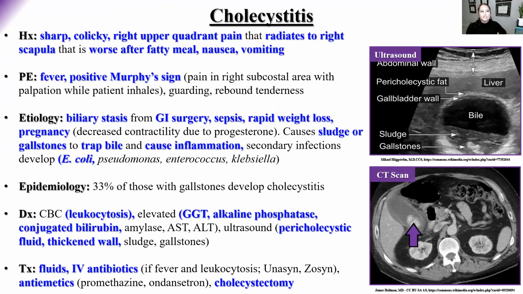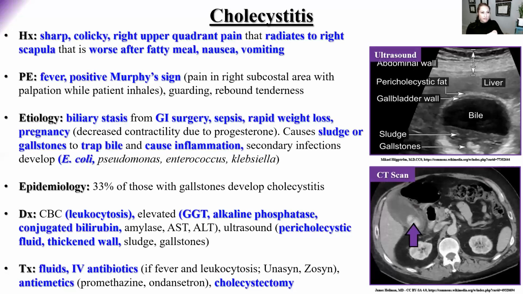Cholecystitis. This is coming from biliary stasis, and this can be from GI surgery, sepsis, rapid weight loss, or pregnancy. This causes that sludge effect like you get with the stones, and it traps that bile, and it causes this secondary inflammatory process and then a secondary infection. So in cholecystitis, it's an inflammatory process that can lead to secondary infection.